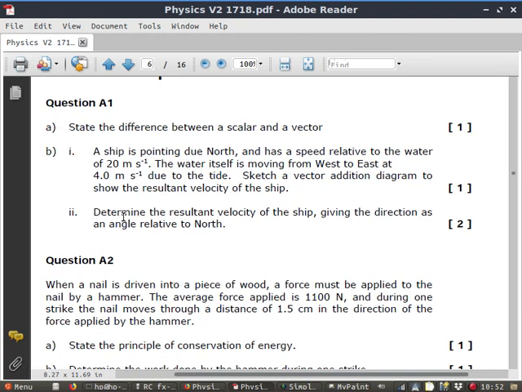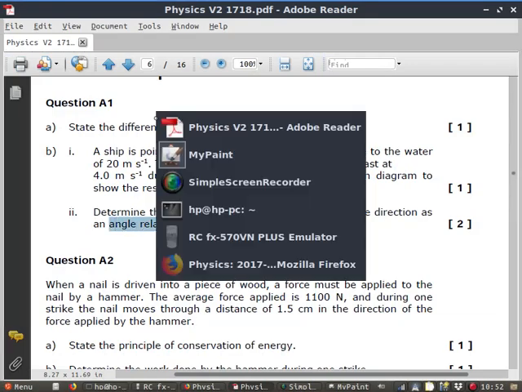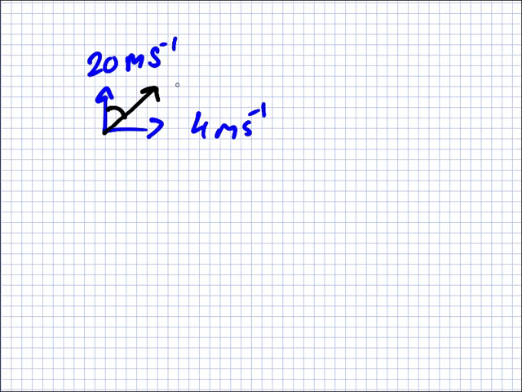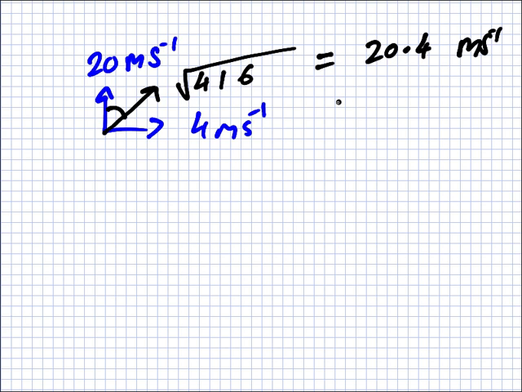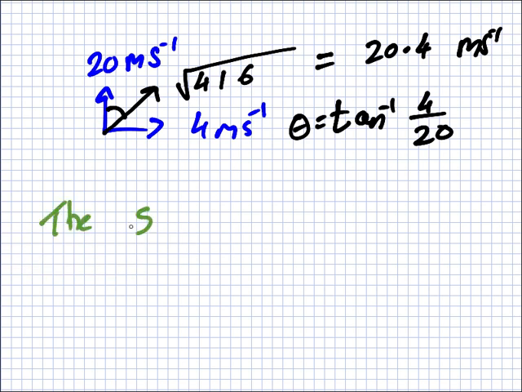1 mark. What is the velocity of the ship? So they want the angle relative to north. So they want you to use this angle. So this would be square root 416. What is square root 416? 4 root 26. Ah, no, they want decimal in physics. 20.4 meters per second. And then, Ben or Khalifa, what is tan inverse 4 over 20? 11.3.